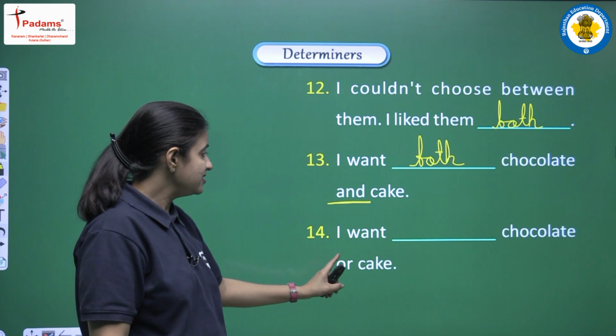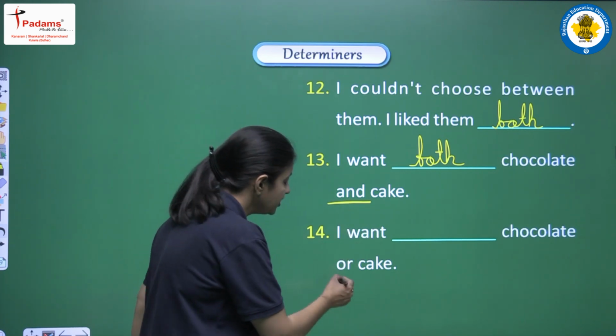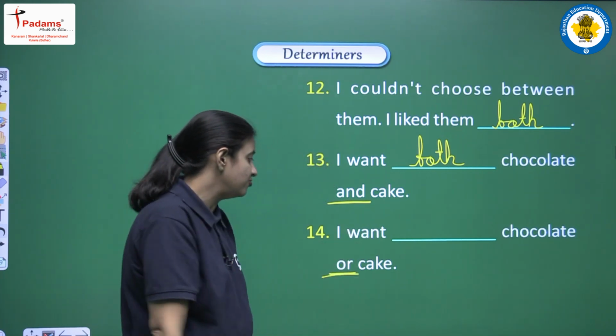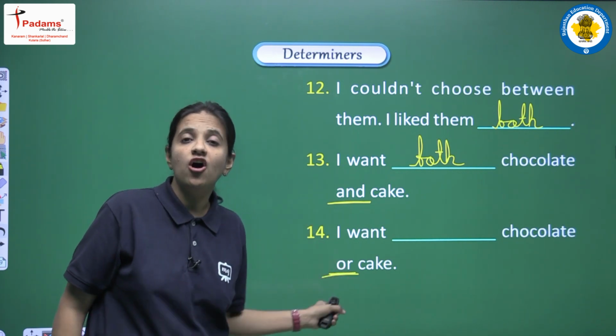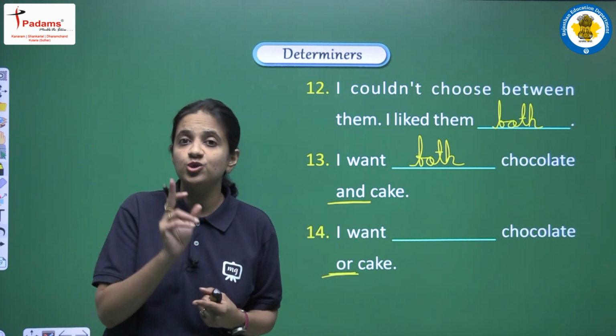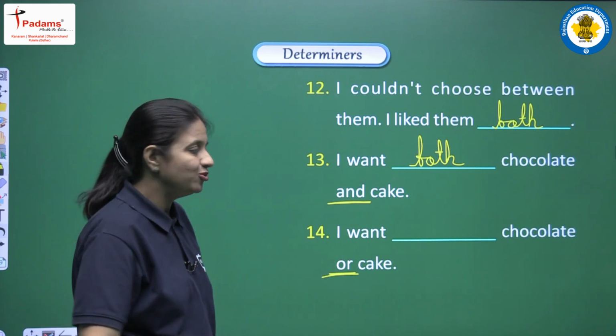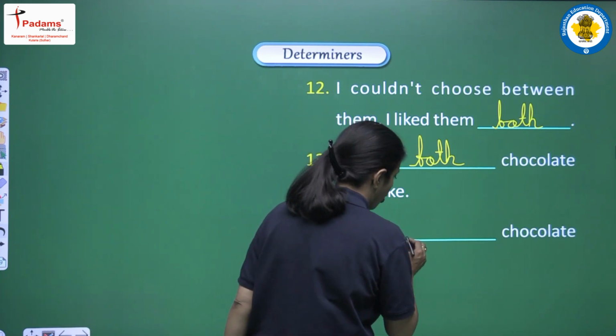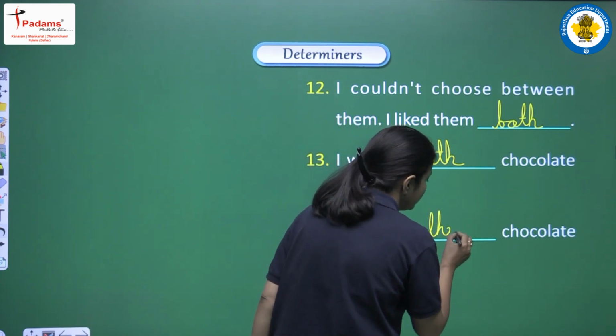Okay, next is, I want chocolate or cake. So yes, observe very carefully. Here we are having or. It means here we have to choose one option. So when we have to choose one option and we are having or, so here our answer will be either.